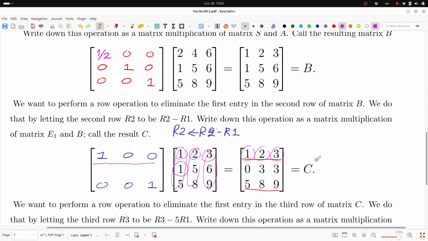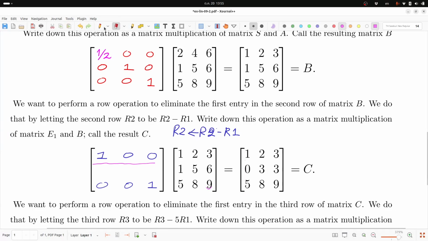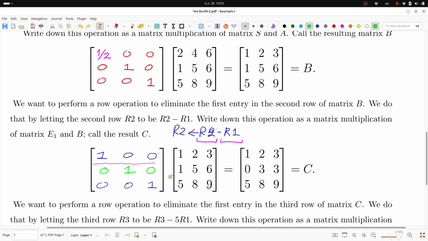Now we would like to modify the second row so that the second row becomes the second row minus the first row. How can we do that using matrix multiplication? So let's do the easy part first. If I just put 0, 1, 0, what do I get? I get 1, 5, 6, right? Do I miss something? So I get the R2 part, right?